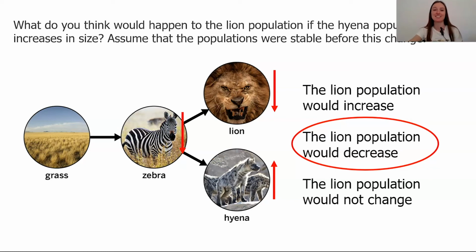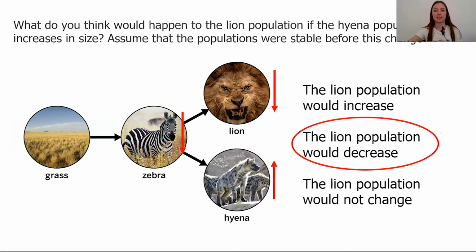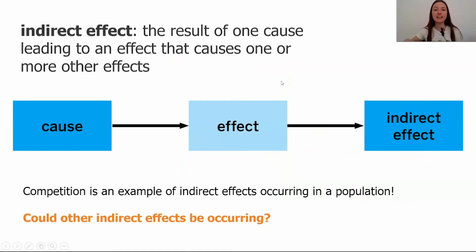We have learned so much, and it's really cool to be able to apply all of our learning to these different scenarios. Remember that this is an indirect effect, the result of one cause leading to another, kind of like dominoes falling over. We had this initial cause that then caused something else, that then caused something else. The lion and the hyena are not directly connected on the food web, but they still are able to have an effect on one another.